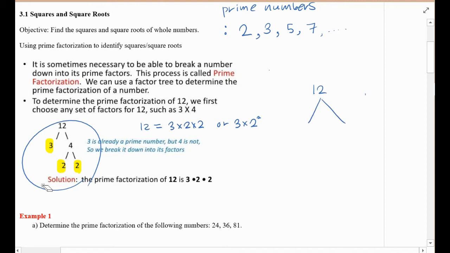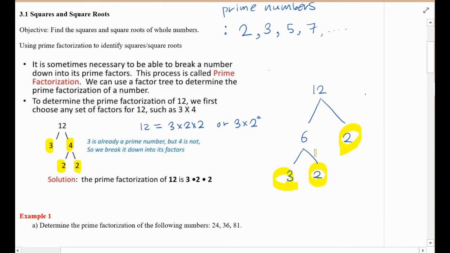So we can find a factor other than 3 and 4. So for example, we can find 6 and 2. Is that right? And 2 is a prime number. So we are going to find a product that makes 6. And that is 3 and 2. So we have the same combination again, right? 3 times 2 times 2. The order does not really matter. You can say 2 squared times 3. So either way, you get the same answer. Right, everyone? Okay.